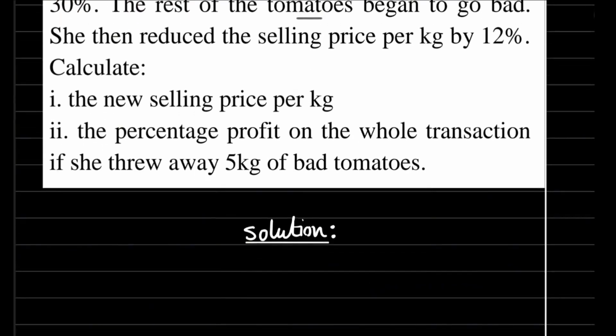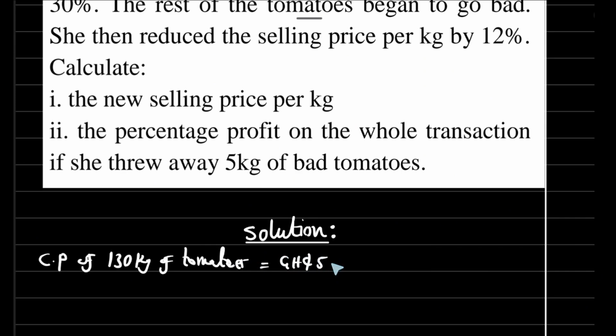So we'll have our cost price, CP of 130 kg of tomatoes, to be equal to 52,000 Ghana cedis. We continue to read.